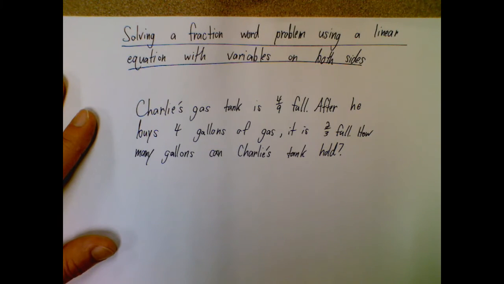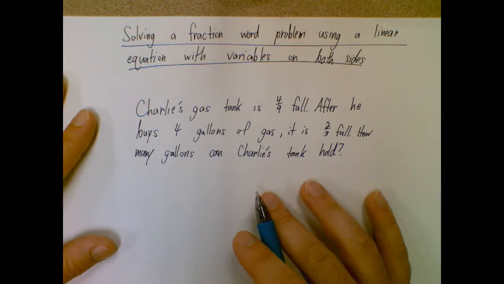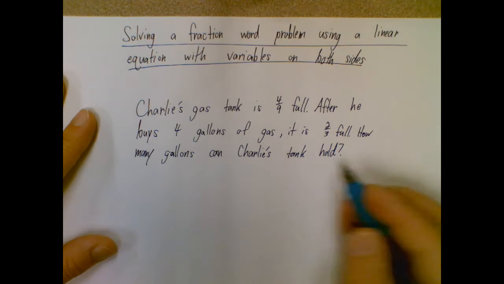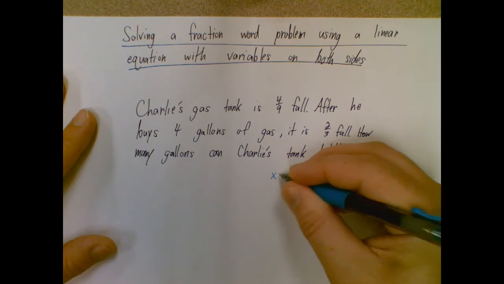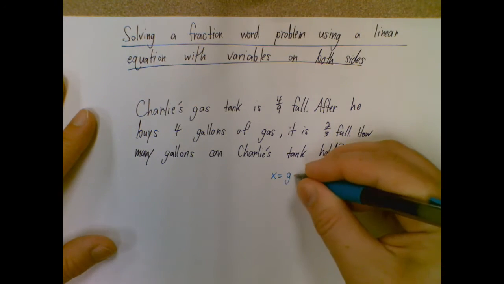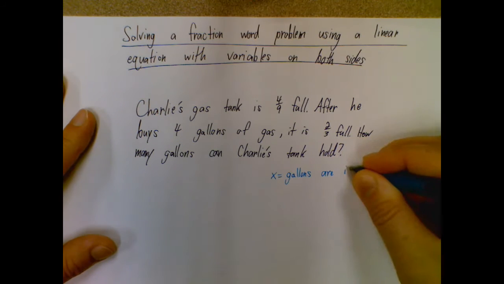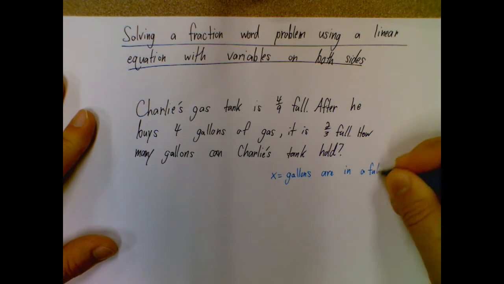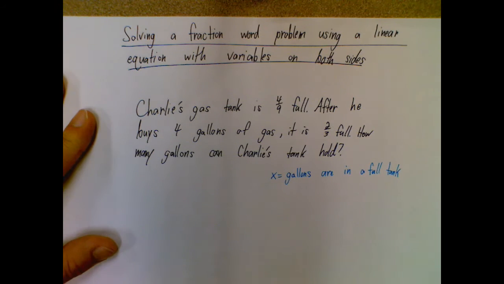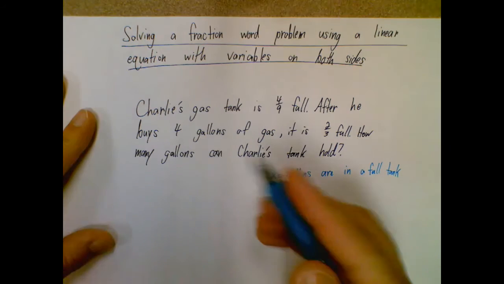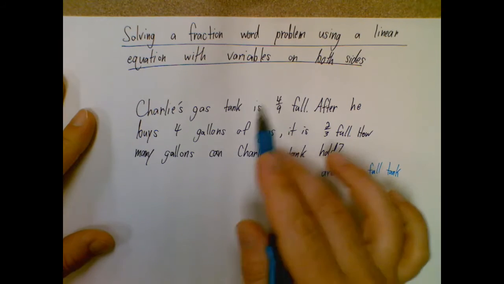Remember, we're going to look for what we're trying to find first. That's going to be our variable. I'm looking for how many gallons the tank can hold, so x is going to be how many gallons are in a full tank.